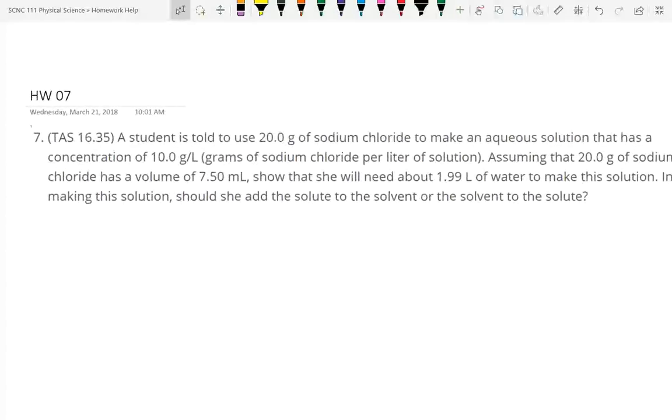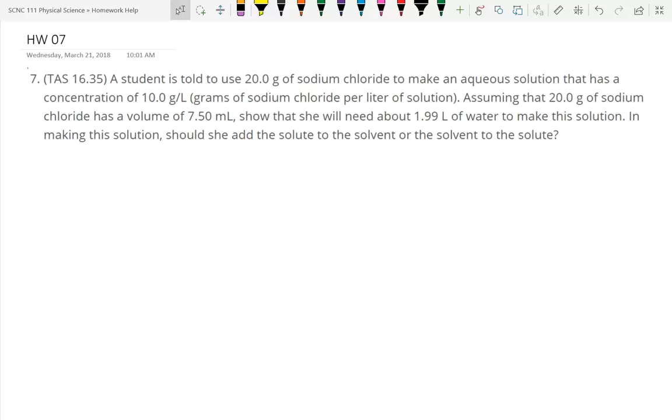Okay. A student is told to use 20 grams of sodium chloride to make an aqueous solution that has a concentration of 10 grams per liter. Assume that 20 grams of sodium chloride has a volume of 7.50 milliliters. So show that she will need about 1.99 liters of water to make the solution. To make the solution, should she add the solute to the solvent or the solvent to the solute? So we have 2 questions. Start with the hard part, and that is the math.